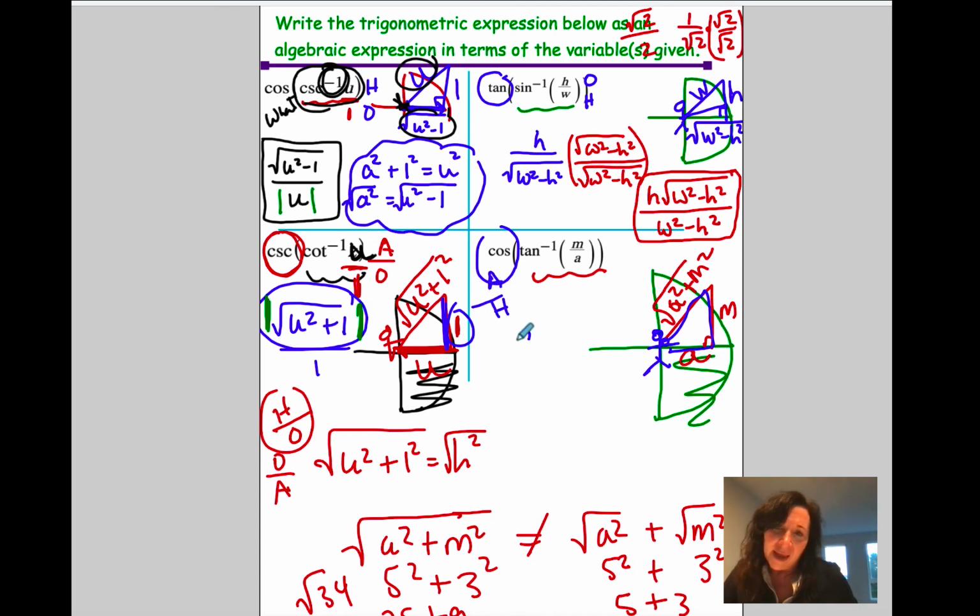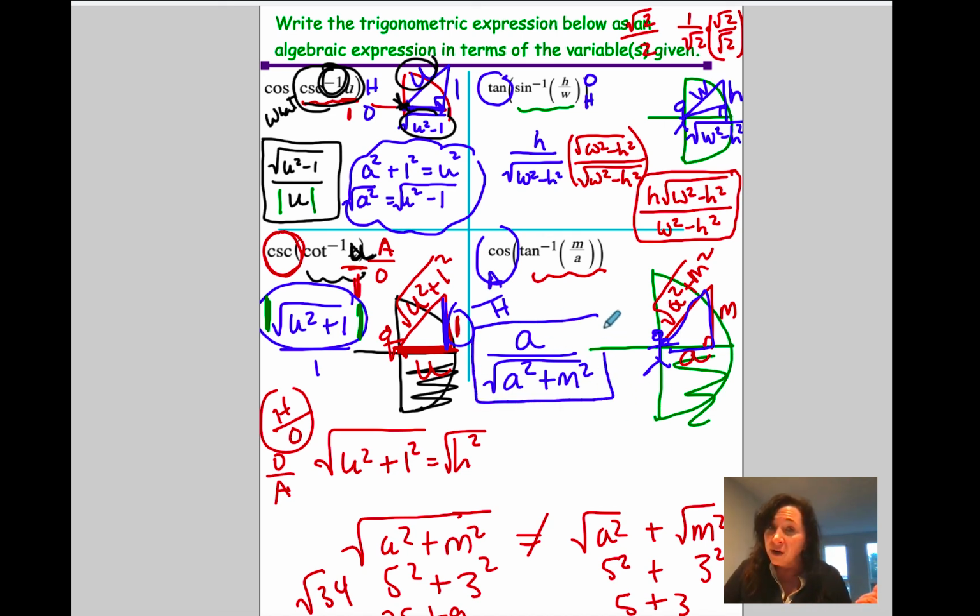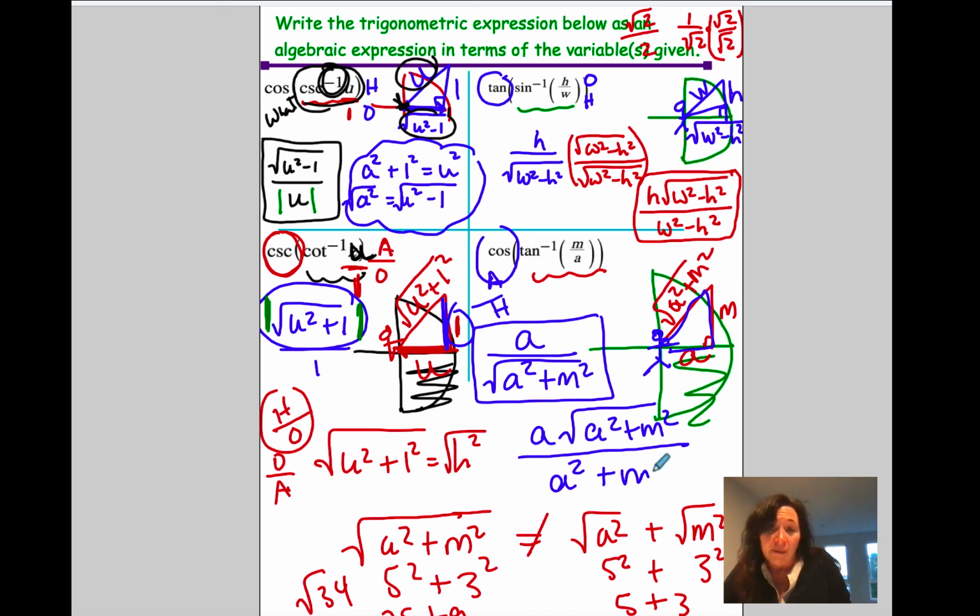So you're going to say a over the square root of a squared plus m squared. And again, this right here is going to yield you almost a perfect score, but because you didn't rationalize your denominator, if there is a root on the denominator, you might lose a little points. So again, my final answer would be a root a squared plus m squared, and this would be all over a squared plus m squared without the root.